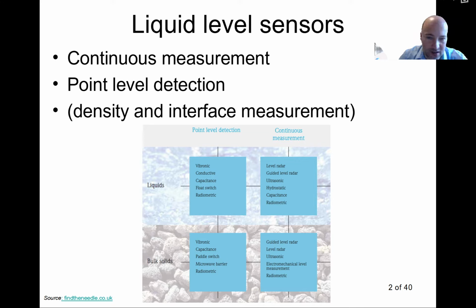The output signal of our point level sensor is 0 or 1. So it is a logic signal that is telling us yes, the liquid is there, or no, the liquid is not there.